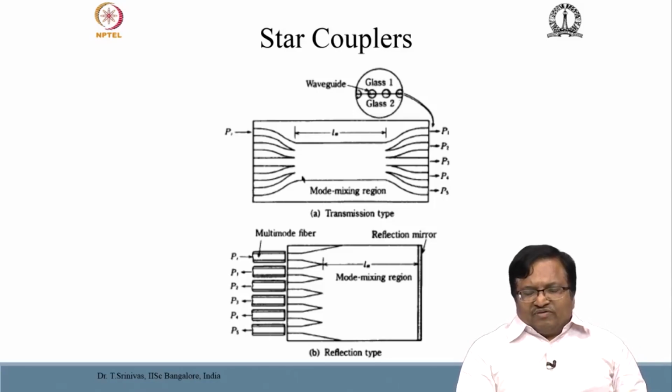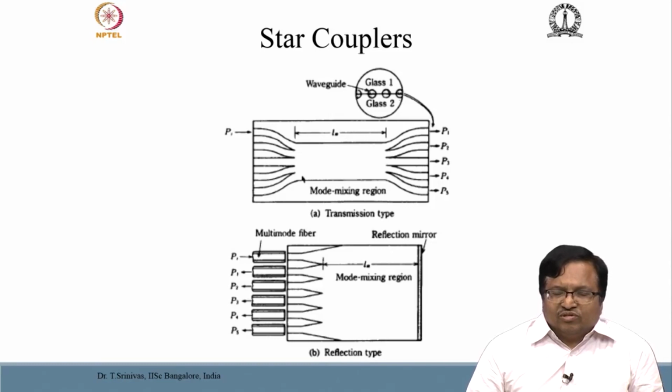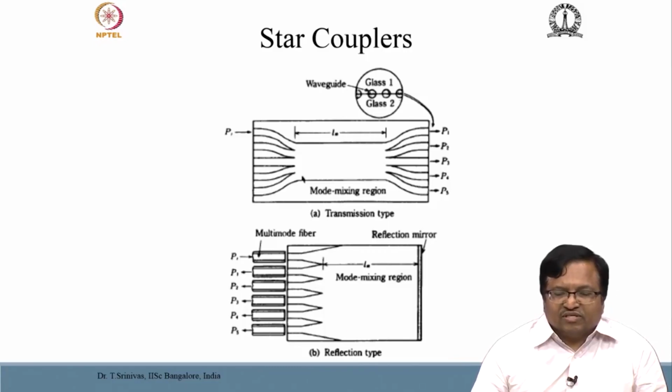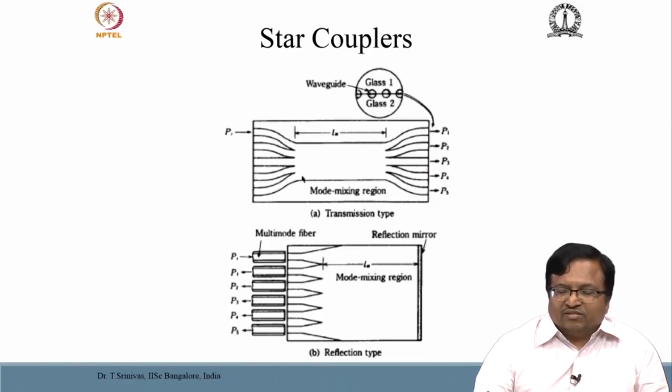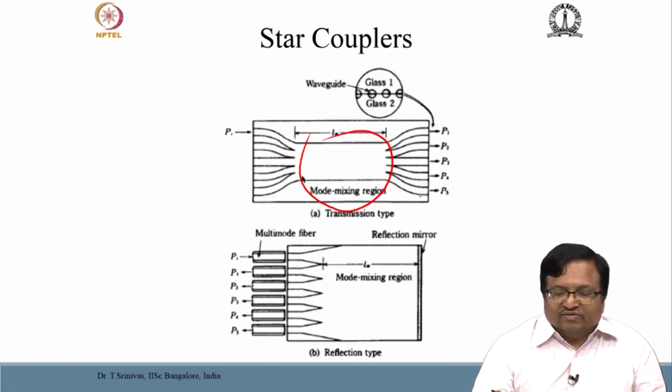Star couplers are very important devices in many applications like in WDM systems where you need to distribute the power across many users. So, in part A I am showing a transmission type of star coupler where light is injected into one of the ports and is redistributed across the output ports. The important feature of this star coupler is the mixing region, where the light injected into the input port can get mixed up and redistributed across the output ports. It is very difficult to analyze the operation of this except in some very crude manner.